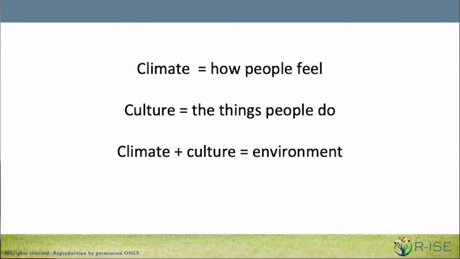I want to clarify climate versus culture. We often use them synonymously. However, they're quite different. The climate is how the people feel within your community, versus the culture, the things people do. So the climate and culture together create our school environment. Think about those terms, climate, culture, environment, and how often we have used them interchangeably. Yet, per Crown Apple and Cobb, each of those words is unique, and we need to carefully analyze them and use them appropriately.